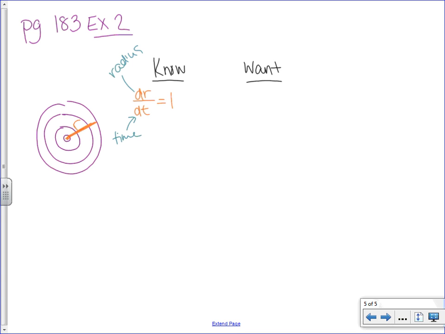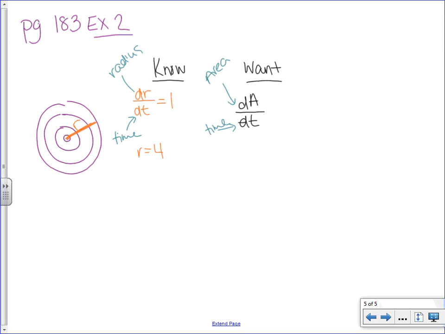It also says that when the radius is 4 feet, so when r equals 4, at what rate is the total area changing? So we want to know the rate that the area is changing. So I don't want A, I want the derivative of A with respect to t. A is area. So I want how the area is changing with respect to time.